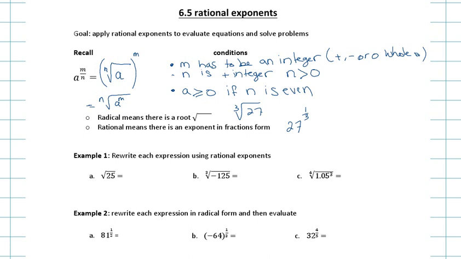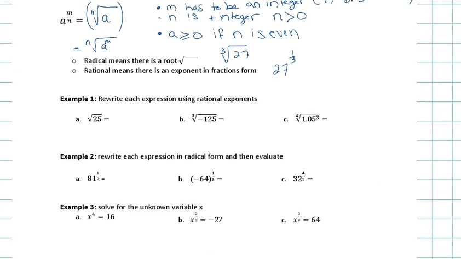Alright. So, rewrite each expression using rational exponents. So how would I write that using rational exponents? 25 to the power of a half. I want to see that it's a power, right? That's why I like to tie it up.